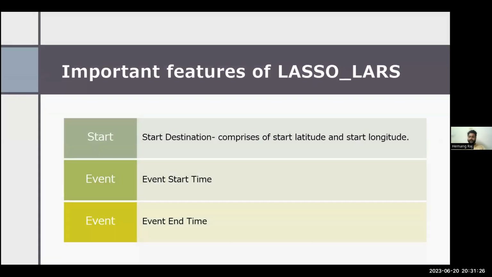And the features which I have taken for lasso-Lars: the first is the start feature. Start feature is the combination of start latitude and start longitude, because we are concatenating both the features to find the destination latitude and longitude. And the second feature is event start time, and the third feature is event end time.